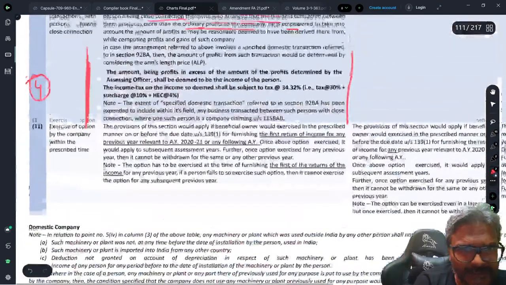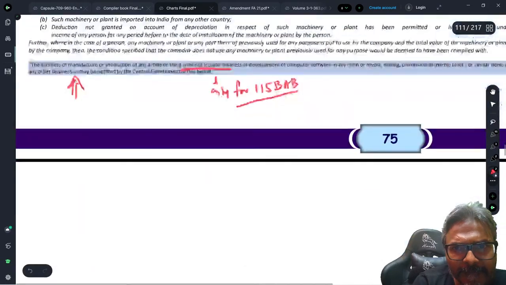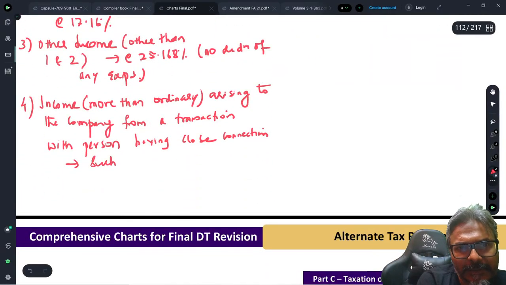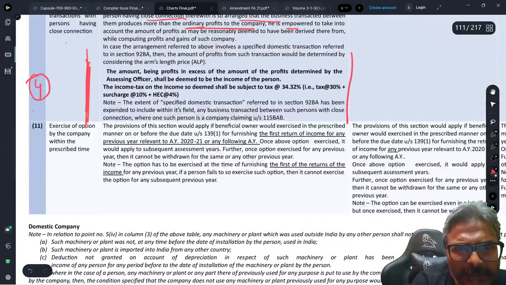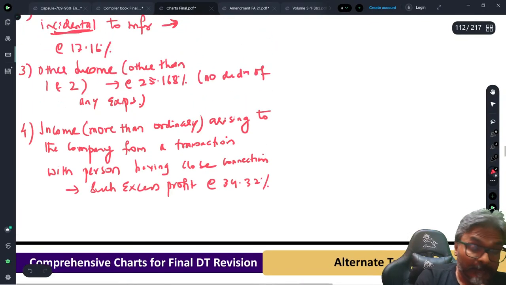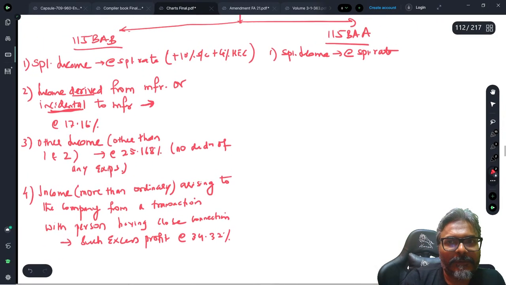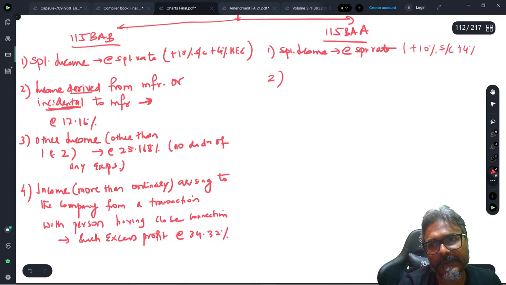The rate is, just a second, so you can write here: such excess profit will be taxable at the rate of 34. What is the rate? 34.32. And for 115BAB, students, special income at special rate plus 10% surcharge plus 4% HEC.